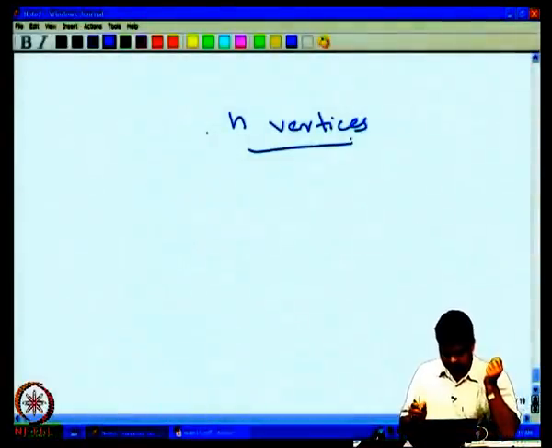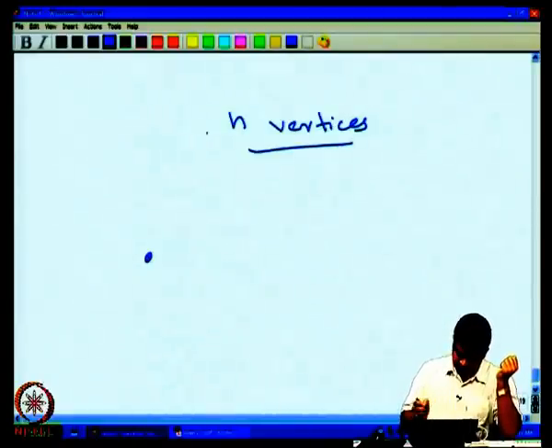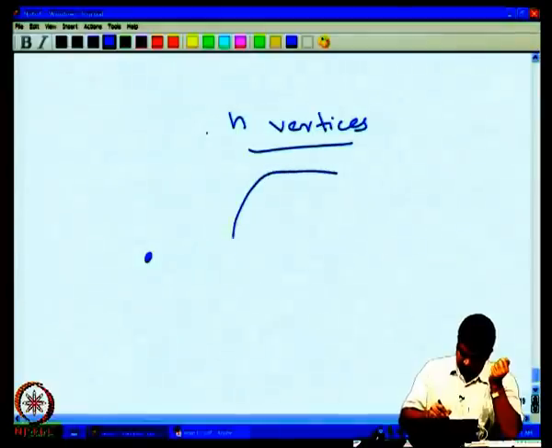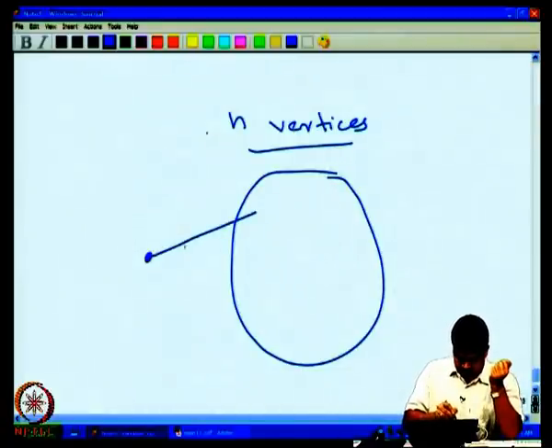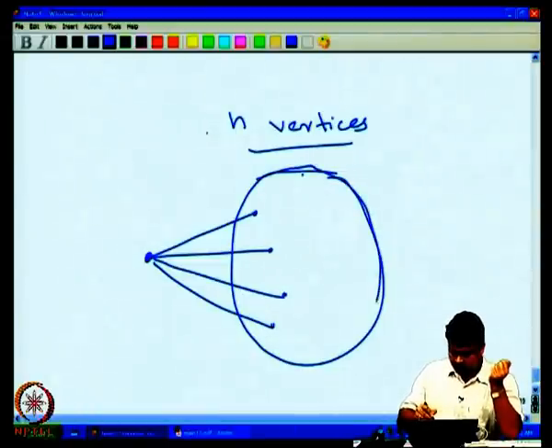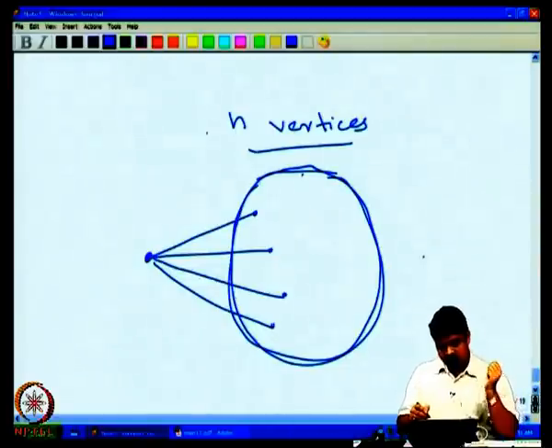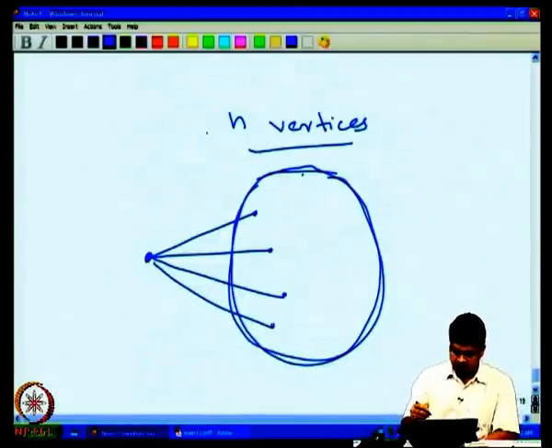Now, we consider some vertex, and we look at the graph after removing that vertex. It has its neighbors, these are its neighbors. So of course, this graph having fewer than n vertices can be colored with delta colors.